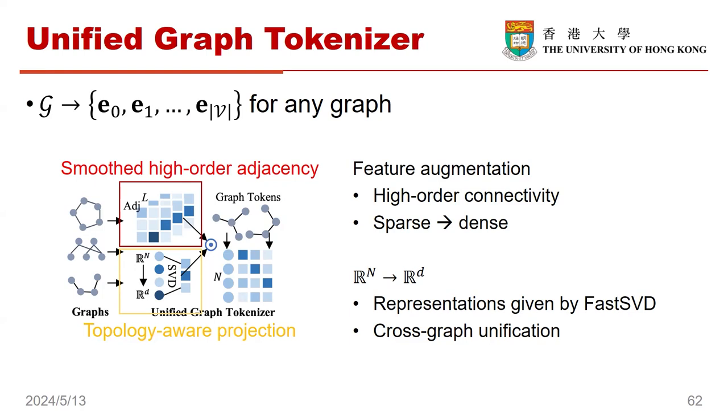OpenGraph utilizes representations given by singular value decomposition. This method is capable of generating a topology-aware projection matrix in a very efficient manner. And by employing this topological projection, we achieve cross-graph dataset unification.